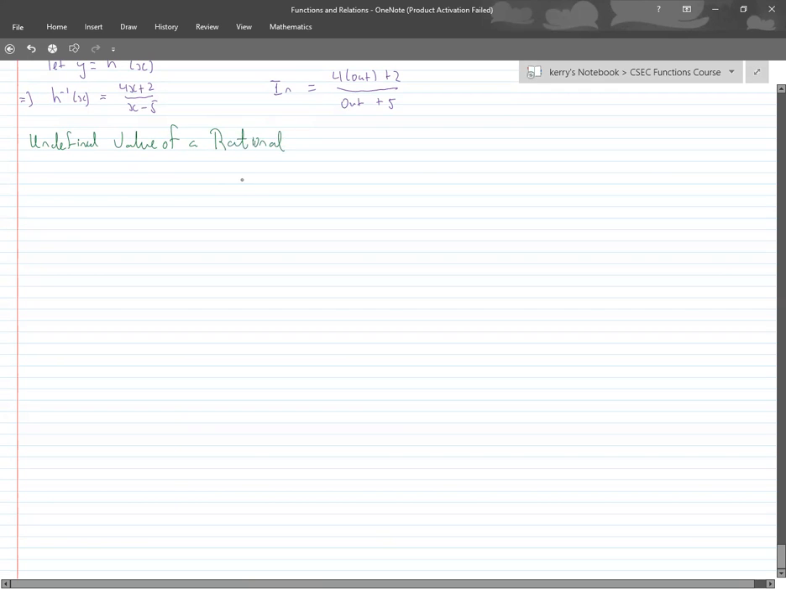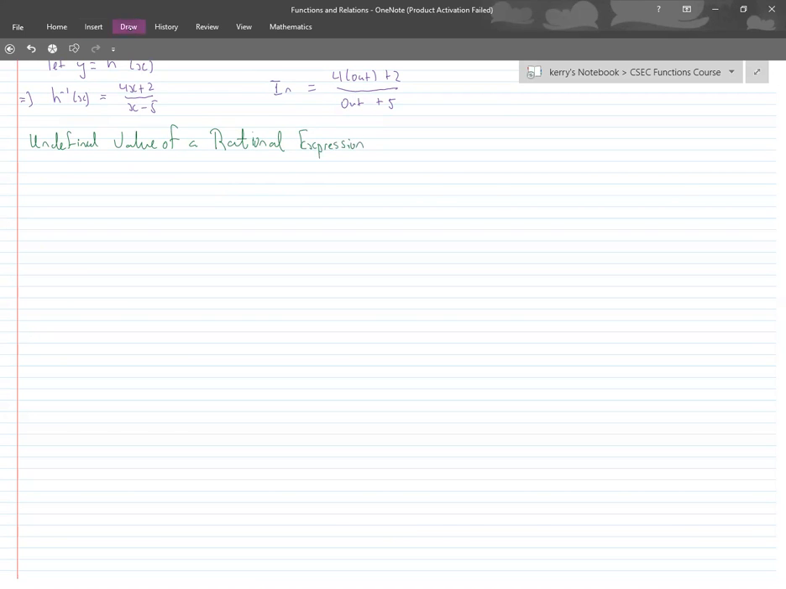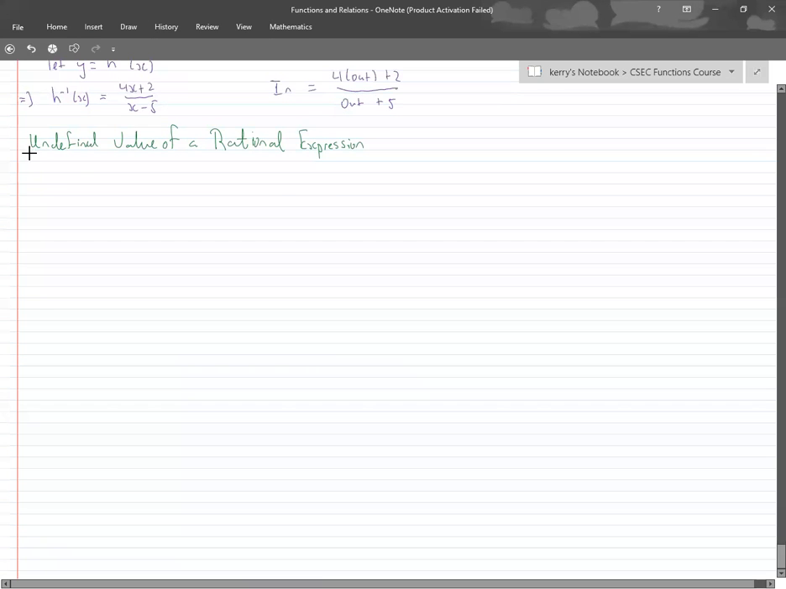Now, rational essentially means fractional, right? The word ratio should tell you that. So this is like a fractional expression, or we could say a rational function as well, or a rational relation.